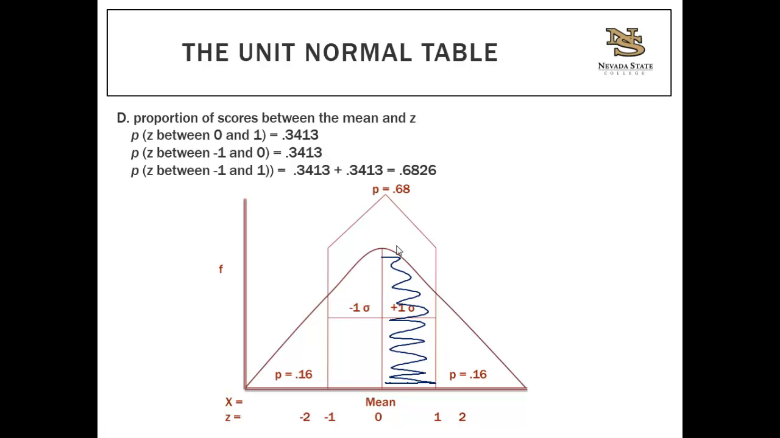And so you would find a z-score of 1 in the table. You're not going to look for a z-score of 0 because that's the z-score for the mean. So that's between 0 and 1. That would be between the mean and 1. So that's why you're looking at the proportion between the mean and a z of 1.